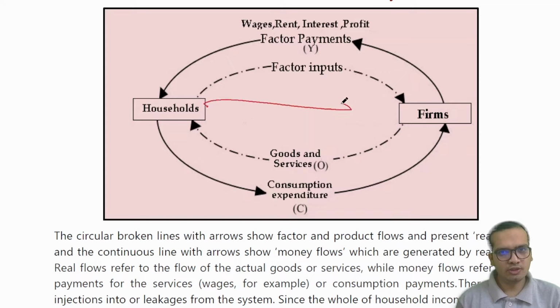Firstly, the household gives services, could be goods and services. In return of that, the firms give payment in the form of wages, rent, interest and profit. The same money is again spent 100% for buying these goods and services from the firms. So this is a circular flow.